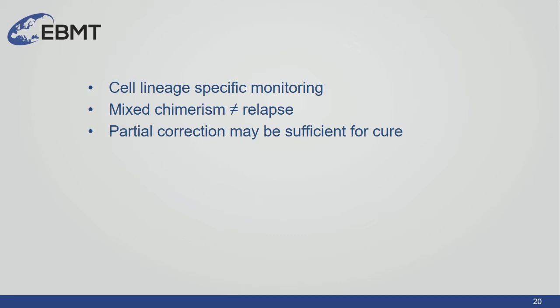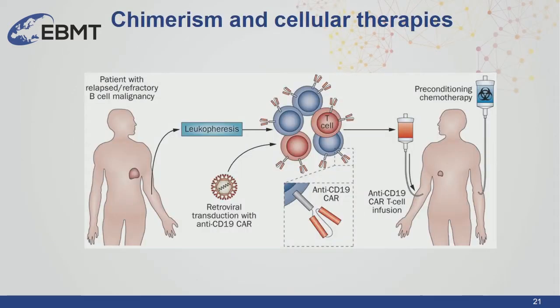And what we have to realize, and there are increasing examples of that, is partial correction of the hematopoiesis. The patient will remain in part recipient, will contain in part recipient hematopoiesis, and only part of the cells will become of donor origin. That may be sufficient for cure in quite a number of genetic diseases.